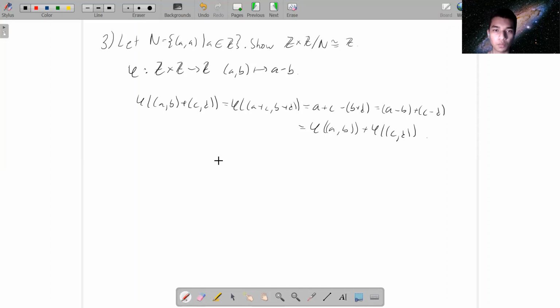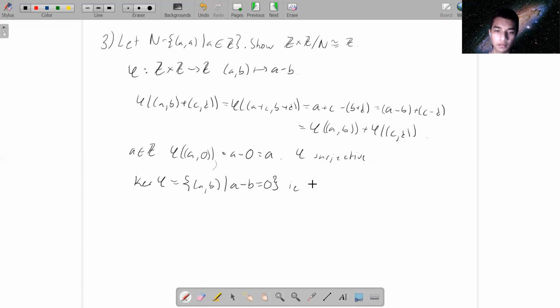Okay. Now, why is it surjective? Well, if we have a in Z, phi of (a, 0) equals a minus 0, which equals a. So it's surjective. And finally, the kernel of phi is the set of (a, b) such that a minus b equals 0. That is, a equals b, so it's just (a, a). So once more, by the first isomorphism theorem, we have that Z times Z mod the kernel is isomorphic to Z.